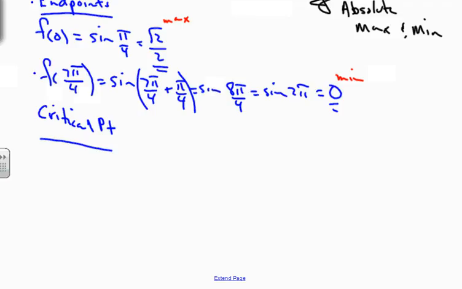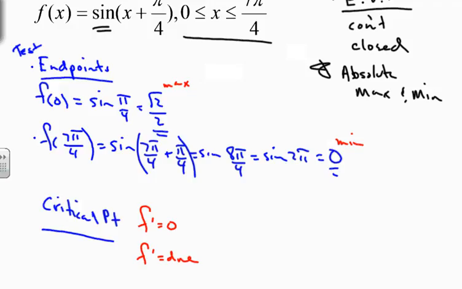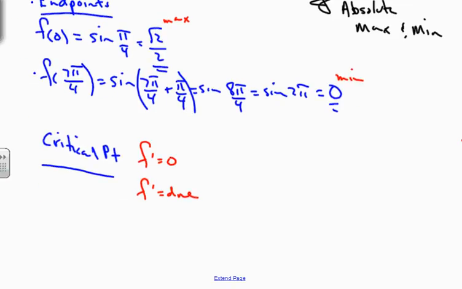Now, the next thing we're going to do is find our critical points. Once again, it's important that you understand that critical points are located when f prime equals 0 and when f prime does not exist, where it's undefined. So we're going to take our function, which is sine of x plus pi over 4, and find its derivative. The derivative of sine is cosine of x plus pi over 4, and using the chain rule, the derivative of the inside is 1, so that is our derivative.